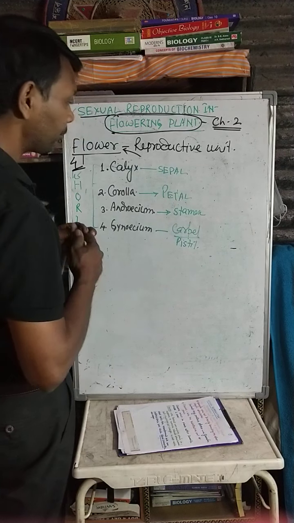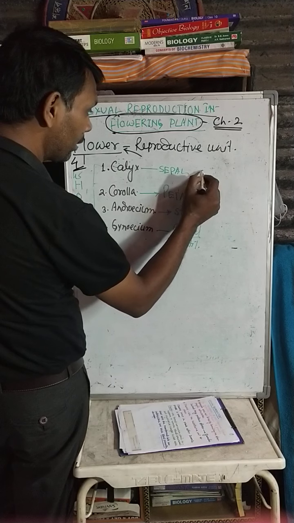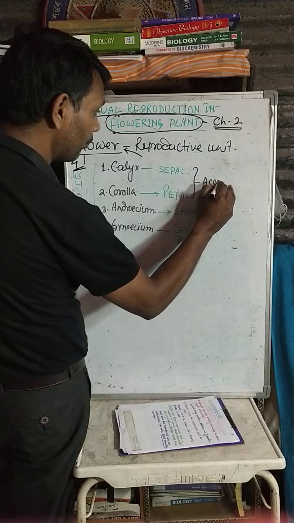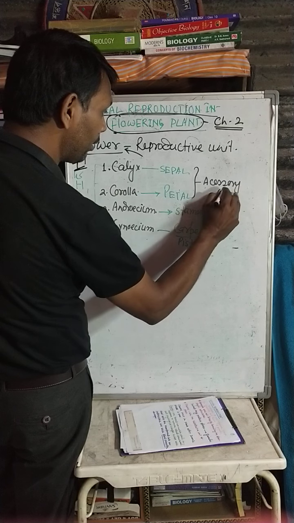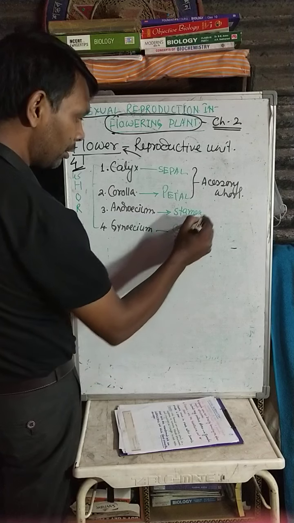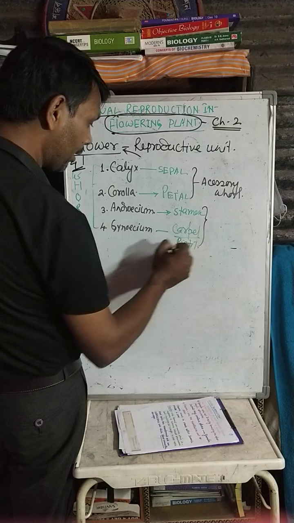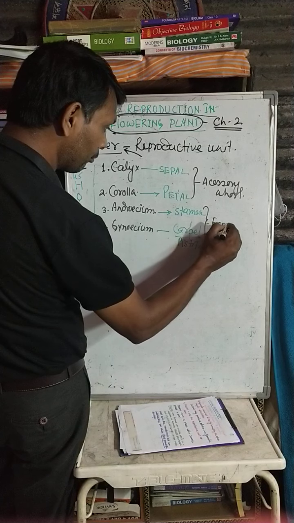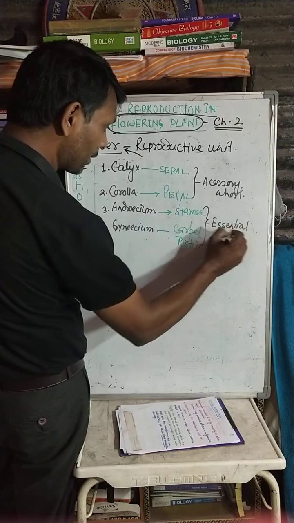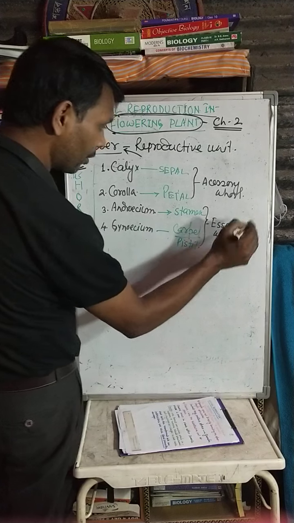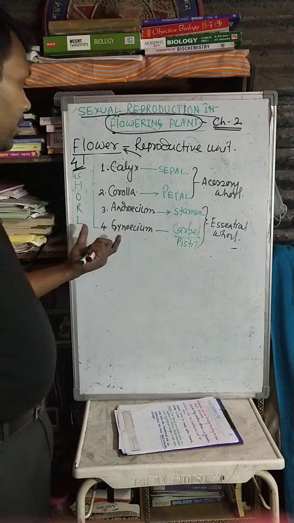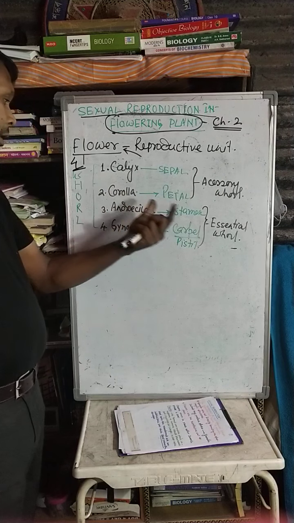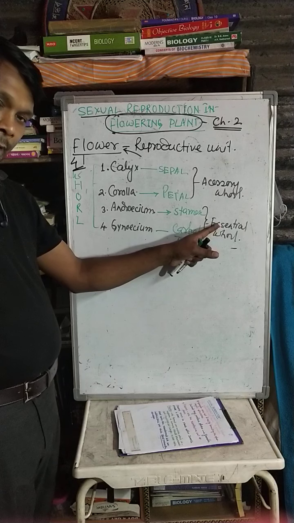And these two parts are called accessory whorl, and these two parts are called essential whorl. Out of four whorls, this calyx and corolla is known as accessory whorl, and androecium and gynoecium is called essential whorl.